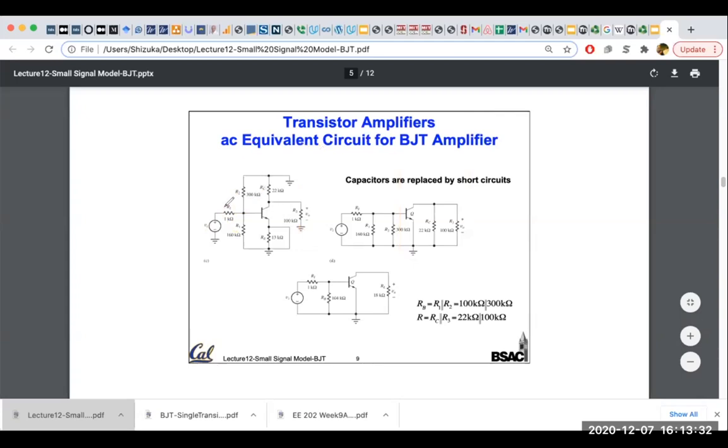So it just showed it already here. Caps become shorted. So this is shorted, right? There was a cap here, it becomes shorted. So this gets connected.